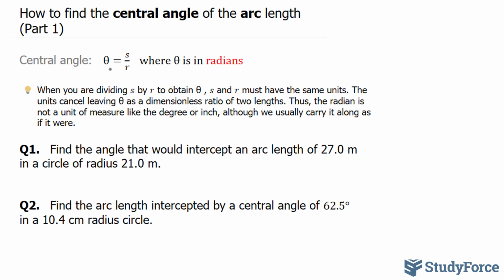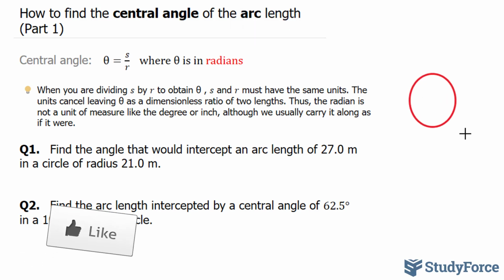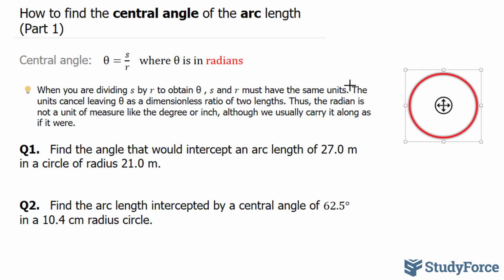The first question reads, find the angle that would intercept an arc length of 27.0 meters in a circle of radius 21.0 meters. So what we have, and I'll start off with a little illustration for you, is a circle where, let's say, this represents the arc length of 27, and the radius, where this is the center, is 21. We are expected to find the angle that represents this sector.